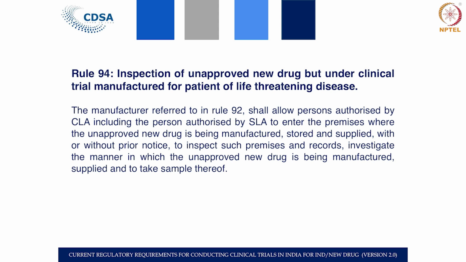There is rule 94, which gives the inspection of the unapproved drug under clinical trial, where the CLA, including a person authorized by the SLA, can investigate premises where the unapproved new drug is manufactured, stored and supplied, with or without prior notice, and inspect everything, the premises, records, everything. And in all cases, whenever such manufacturing happens, it has to be as per the principles of GMP.